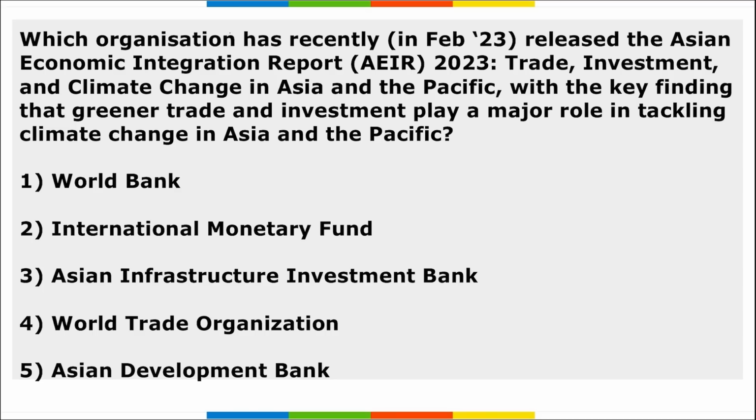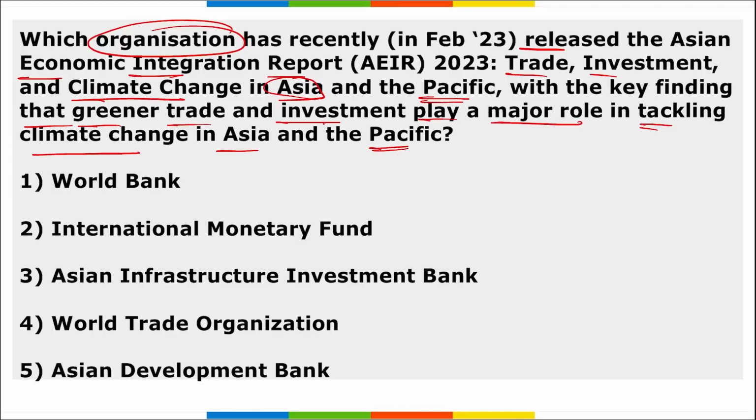Next, which organization has recently released the Asian Economic Integration Report, Trade, Investment and Climate Change in Asia and the Pacific, with the key finding that greener trade and investment play a major role in tackling climate change in Asia and the Pacific. And this report was released by Asian Development Bank. Alright, important. The greener trade and investment is also crucial for incorporating a separate chapter on efforts to mitigate environmental concerns in the regional trade agreements that can help ensure their effectiveness in achieving climate goals.